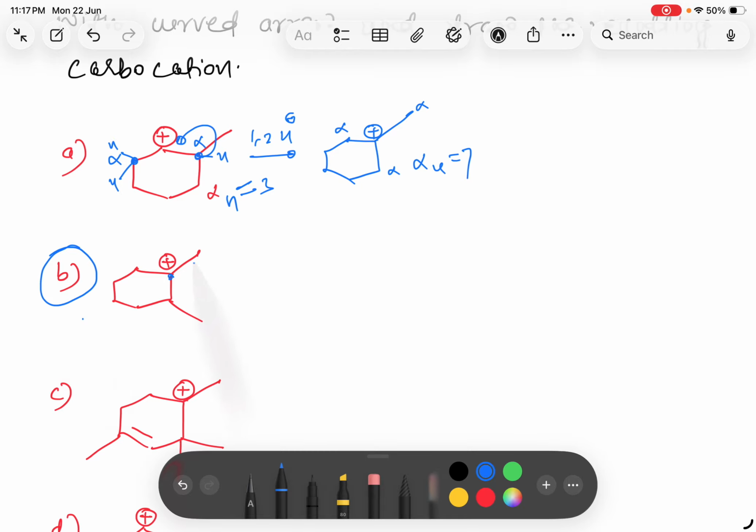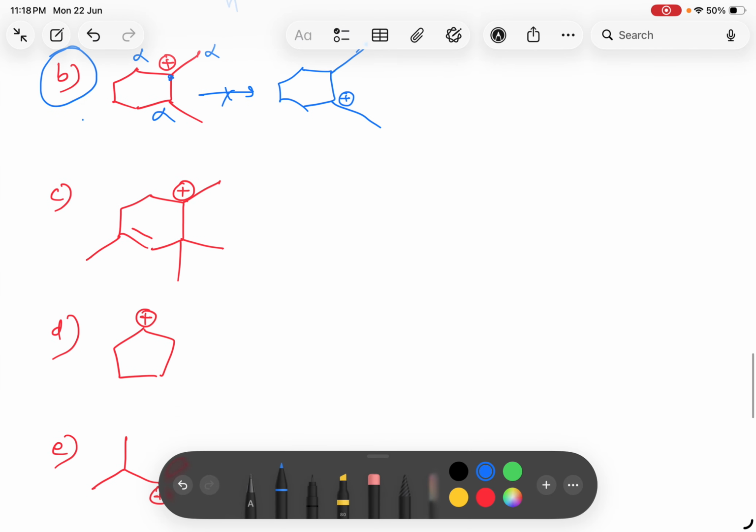Okay. Now the next one, B. Right now this is alpha, alpha, alpha. So 3 to 5, 6 alpha H. And if you shift the positive charge to this position by hydride shift, so 3 to 5 and 1, 6 alpha H here as well. So no rearrangement because it is already stable. In this case, this is a very important case basically.